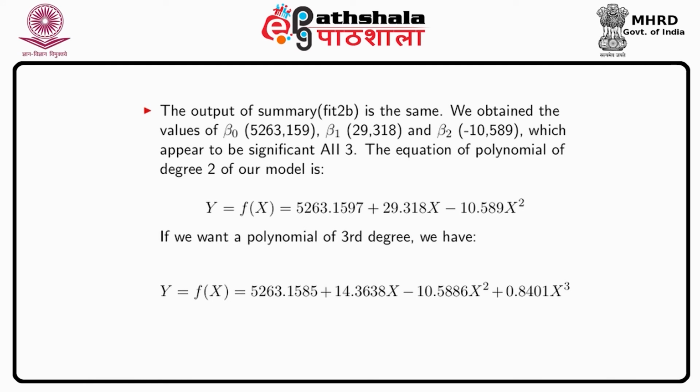We obtain the values of beta 0, beta 1 and beta 2, which appear to be significant in all the cases. Now if we look at the equation of polynomial of degree 2 of our model, it will be given by the following functional form. And if we want to fit a polynomial of degree 3 using the estimates of the coefficients, we will see that they are of the following functional form.